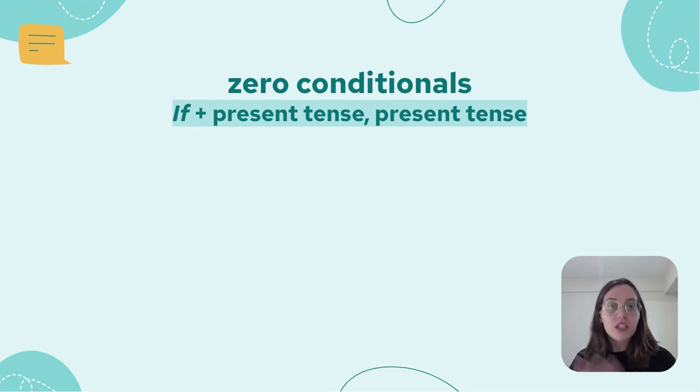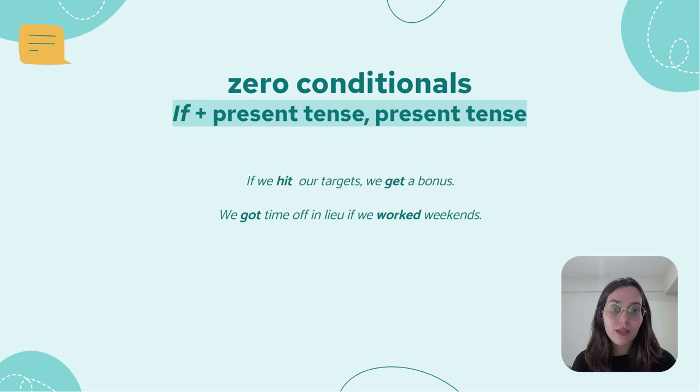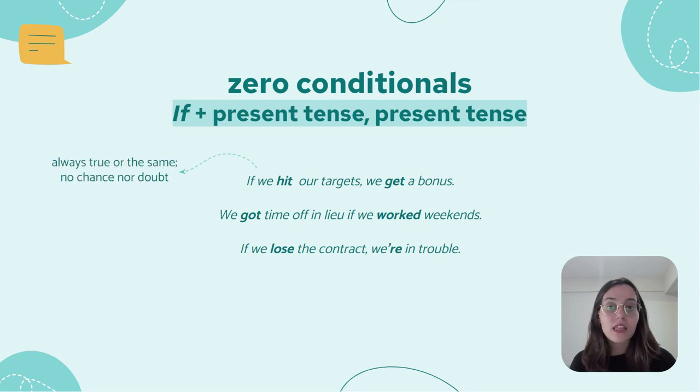Zero conditional is achieved by if and the present tense, and then a present tense again. For example, if we hit our targets, we get a bonus. We got time off in lieu if we worked weekends. If we lose the contract, we're in trouble. The point is that it's always true or the same. If A happens, B happens.